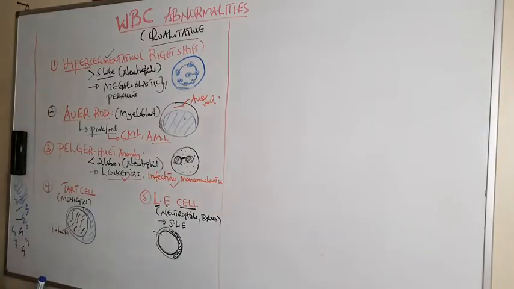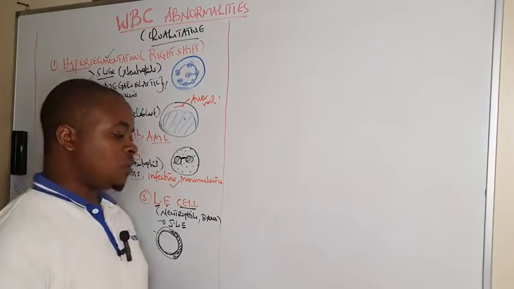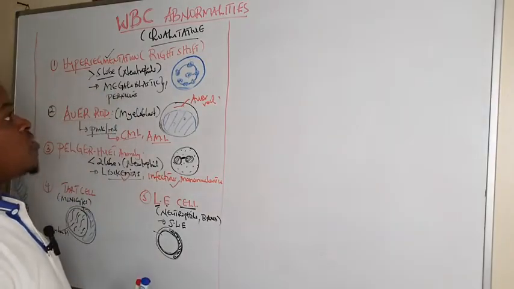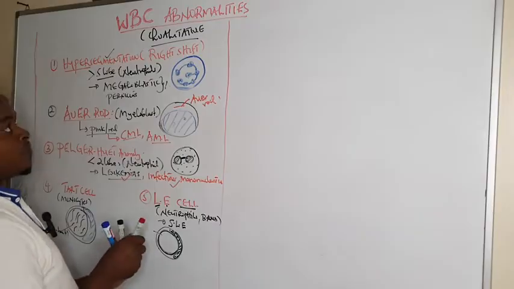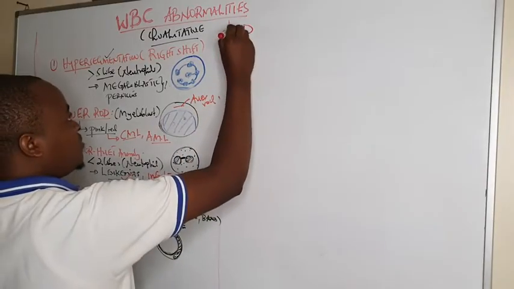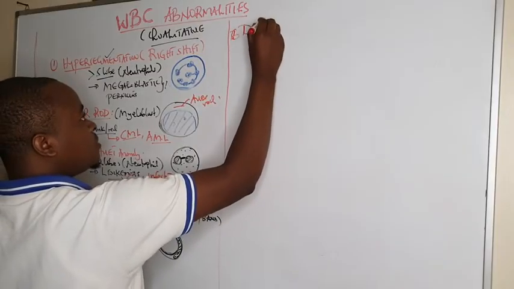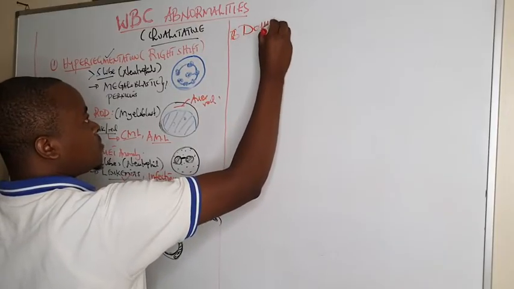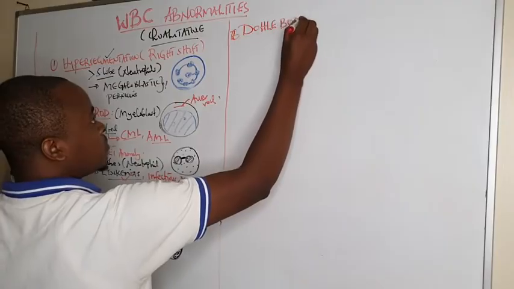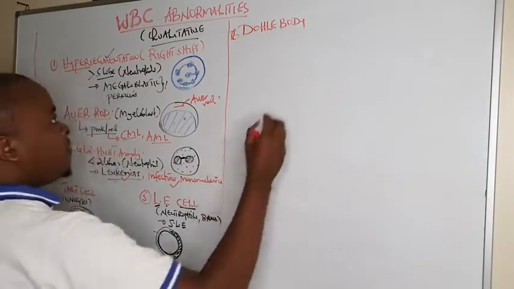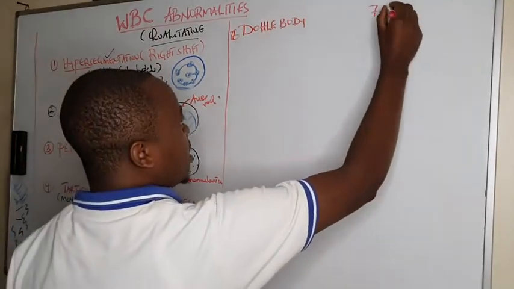So number 6, we are going to discuss other abnormalities, in which we are going to look at the Döhle body. Number 6, we are going to talk about the Döhle body, and the Döhle body is going to be versus May-Hegglin.